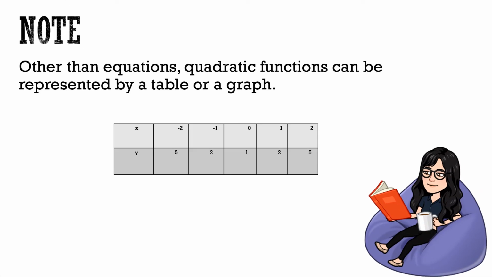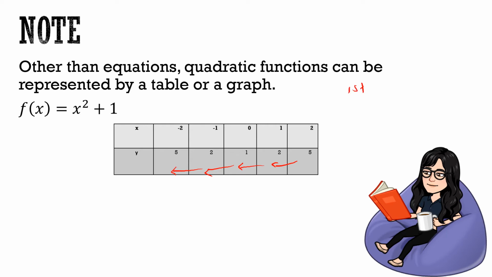Take note, other than equations, a quadratic function can be represented by a table or a graph. So let's have the function of x, or f of x, is equal to x squared plus 1. Let's identify whether the given table of values is a quadratic function or not. We will be using the second difference method. Remember, using this method, we need to subtract the y values from right to left. So meaning, I'll be subtracting 5 by 2, 2 by 1, 1 by 2, and 5 by 2.